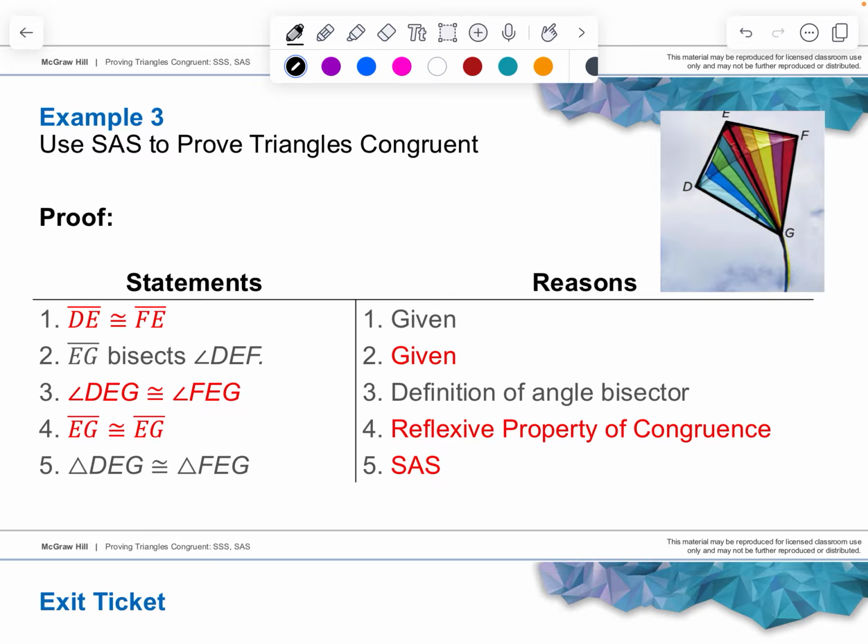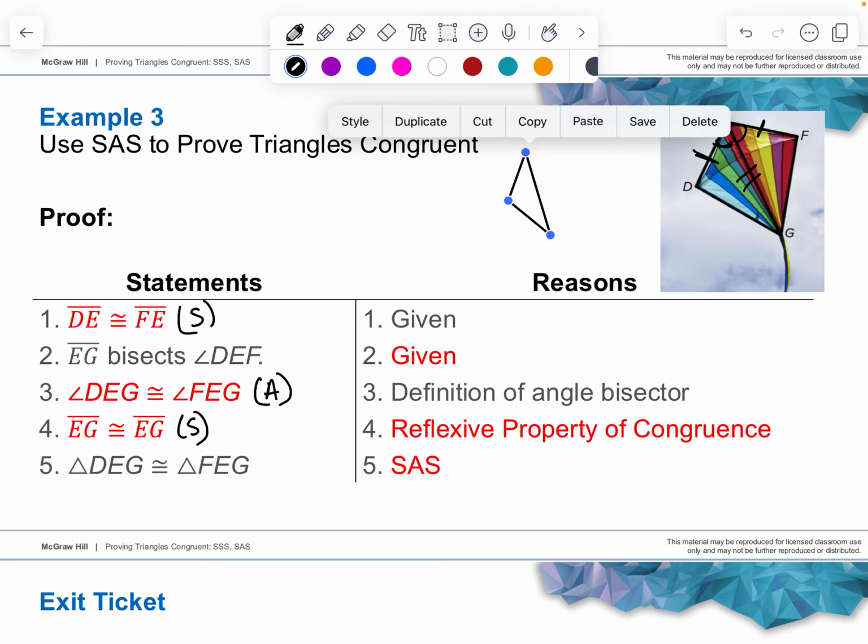So now that means we've got a side, we've got our angle, and we need one more piece of information. So we've got these, and then we've got this line right there. We've got EG. EG is equal to EG, which is our other side. We've got side angle side now. So if I were to draw that over here, there we go. We've got side angle side.